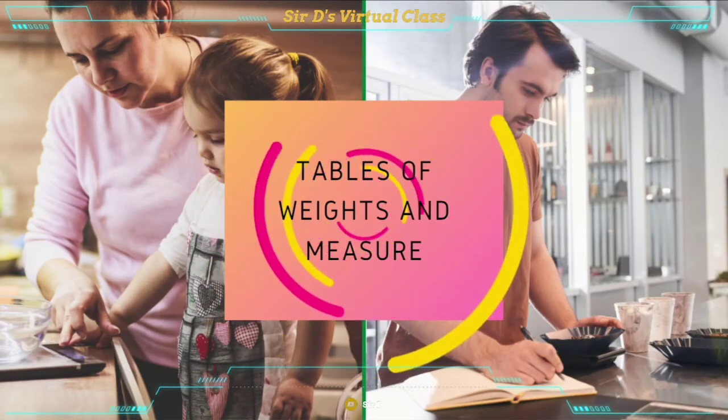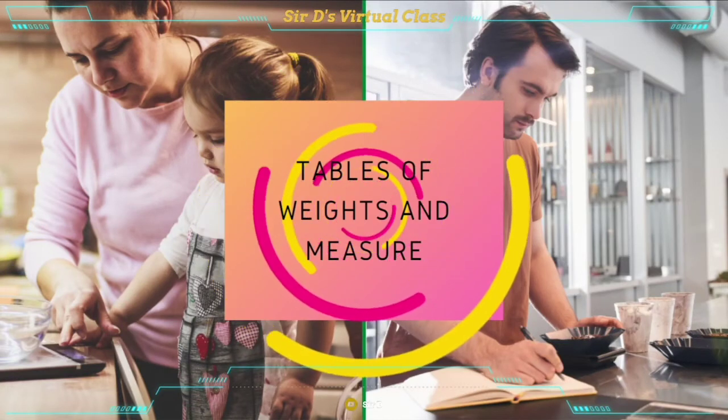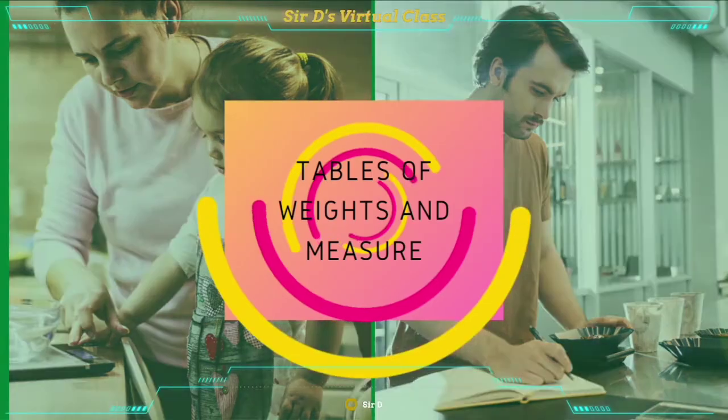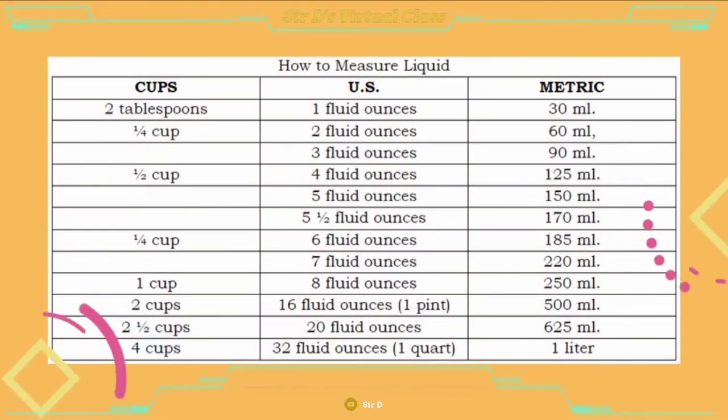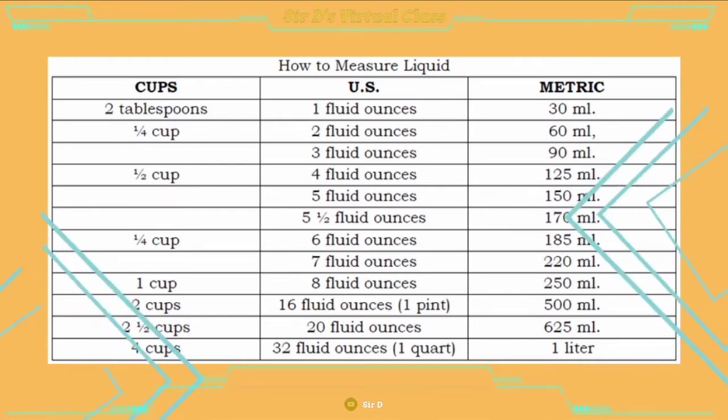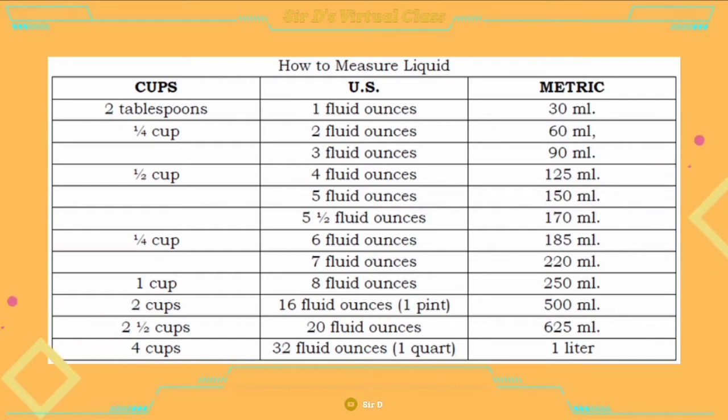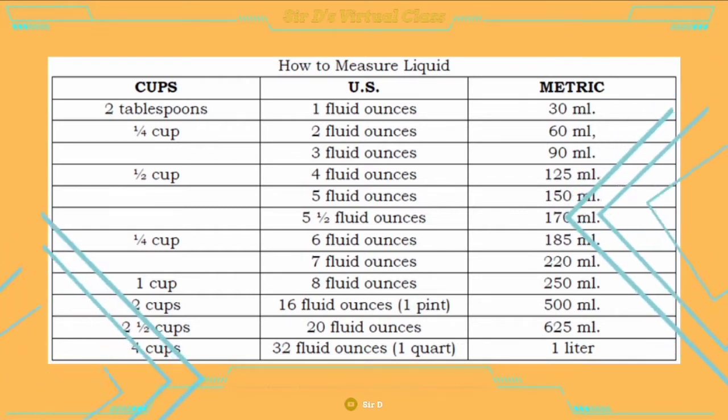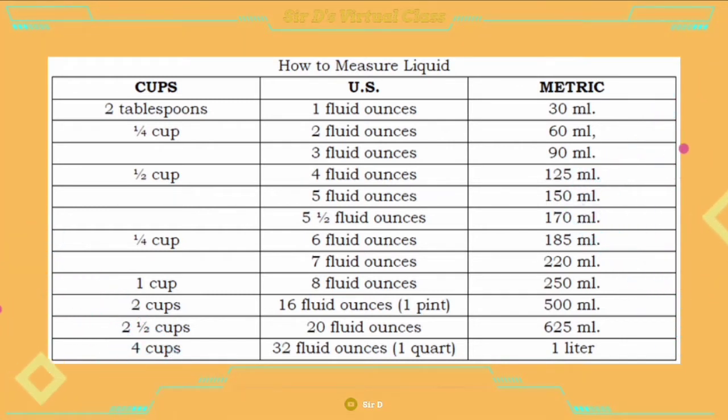Now, let us discover the table of weights and measures. Here is a table showing how liquid is measured in the US or English system and the metric system, such as 2 tablespoons is equivalent to 1 fluid ounce, which is equally 30 milliliters.